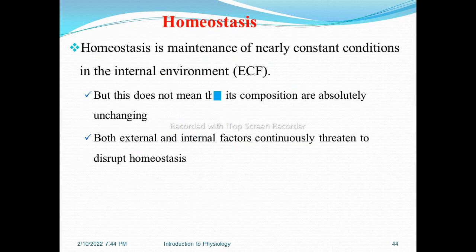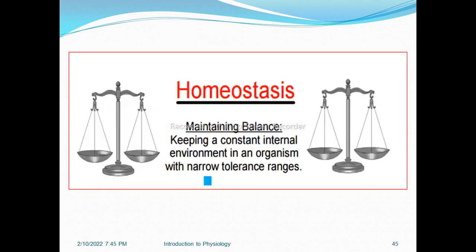So the next section is homeostasis. Homeostasis is the maintenance of nearly constant conditions in the internal environment. But this does not mean that its composition is absolutely unchanging. Both external and internal factors continuously threaten and disturb homeostasis. So homeostasis is the maintenance of balance, keeping a constant internal environment in an organism within a narrow tolerance range. So homeostasis is keeping balance.